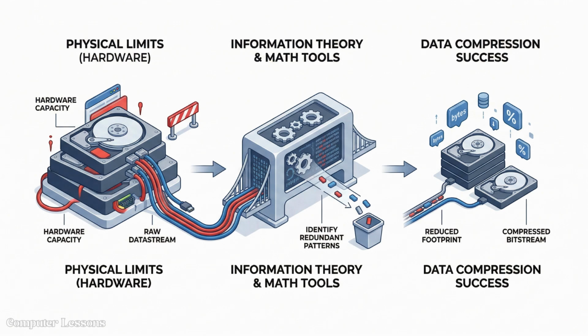Data transmission and storage systems face physical limits from hardware capacity. Information theory provides mathematical tools to overcome these constraints through the science of data compression. This process identifies and removes redundant patterns from a raw bit stream to reduce the total storage footprint.